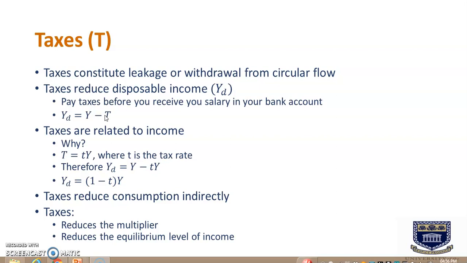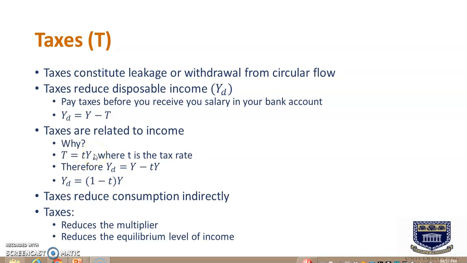Next, you have to ask yourselves, what determines the level of taxes? There is a systematic relationship between the level of taxes T and the level of national income Y. Think about what happens when our income increases and the relationship with taxes. We have to pay more income tax. Similarly, think about VAT and company tax. We assume that taxes T are a certain proportion of income, and this proportion is called the tax rate. The small t in this formula represents the tax rate.